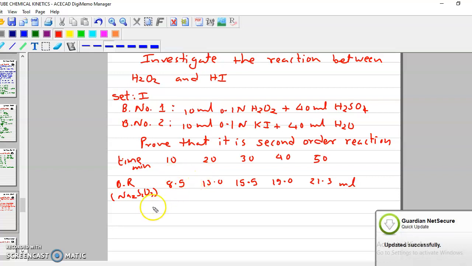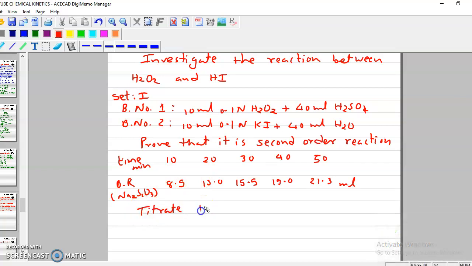Okay, titrate 10 ml of mixture against 0.002 normal sodium thiosulfate using starch as an indicator.